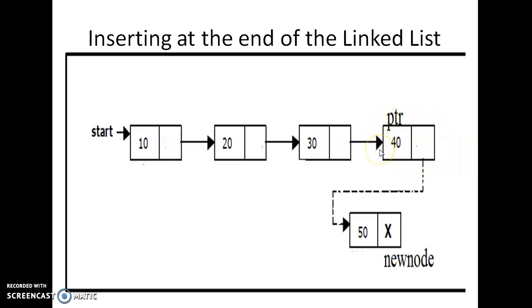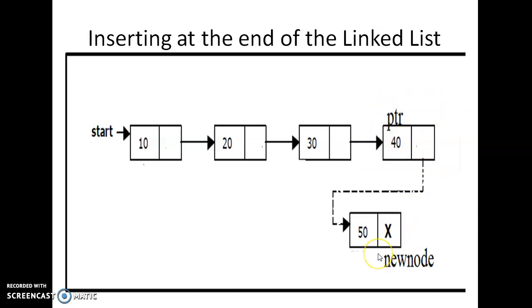That means when we want to go to the last node, the concept is: PTR starts at start, and until PTR of next is equal to null, the pointer goes to the next node, that is, pointer equals pointer of next. Like this, we came to the end of the linked list, which is pointing to 40.